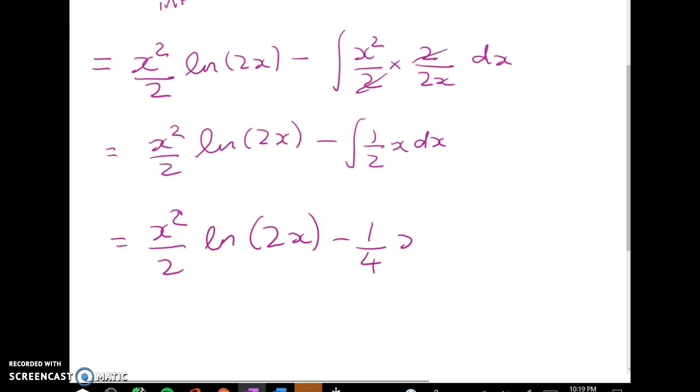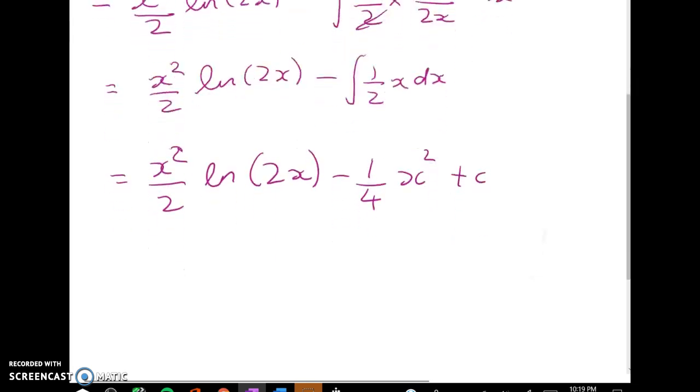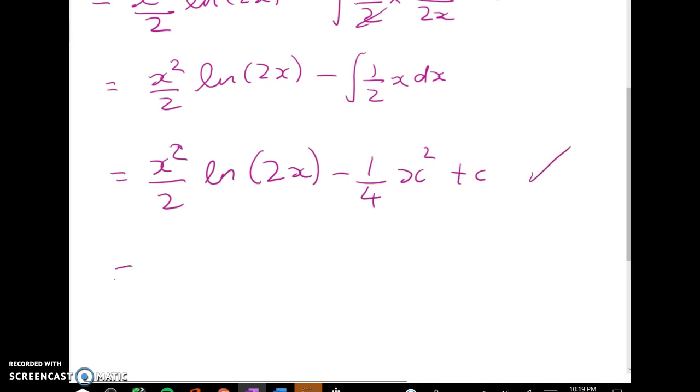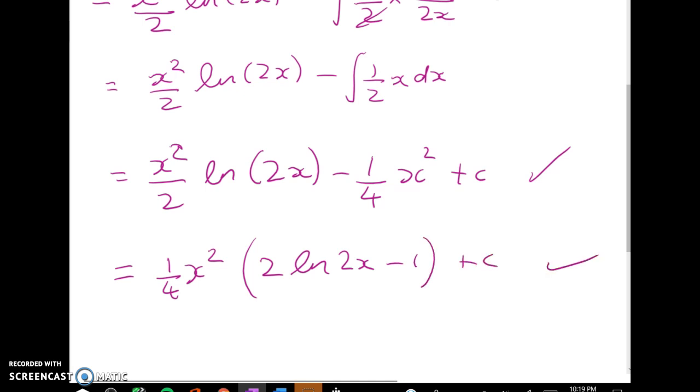Minus 1/4 x squared plus c. Now I could factorise that more, but I'd give that line a big tick. We could also do this. We could go 1/4 x squared times 2 log of 2x minus 1 plus c. So that would get an even bigger tick. Right, so that wasn't too bad. It's just a matter of identifying which one is which.